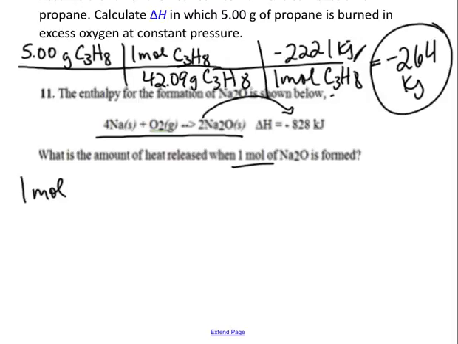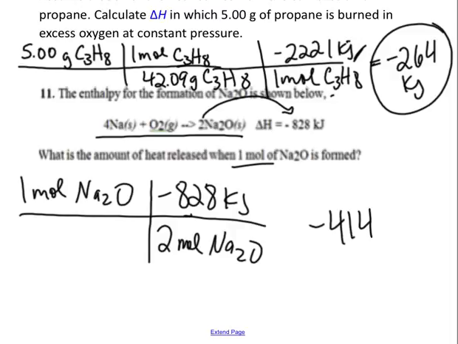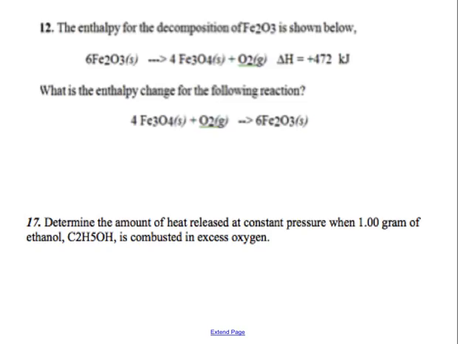Start with the given in your problem, 1 mole of Na2O. You're in moles. You can mole bridge. For every 2 moles of Na2O, I have negative 828 kilojoules. All right, and so that gives me negative 414 kilojoules. Now this you can write per mole here because that's truly per mole of this guy. I know moles cancel, but that's still how many are given off per mole of the product. So that's okay. Okay, are we good? All right, let's go to the next one.